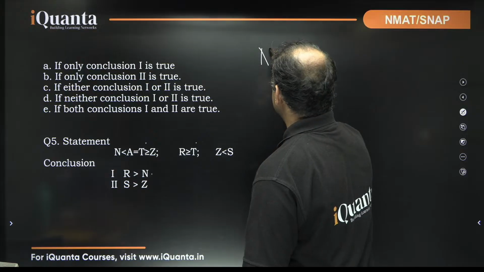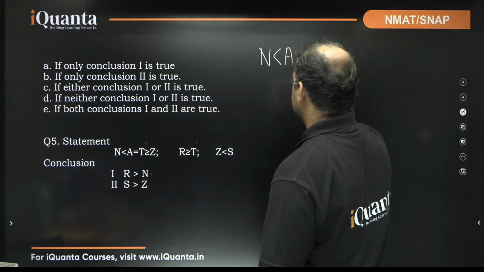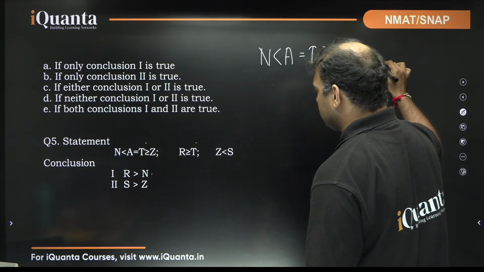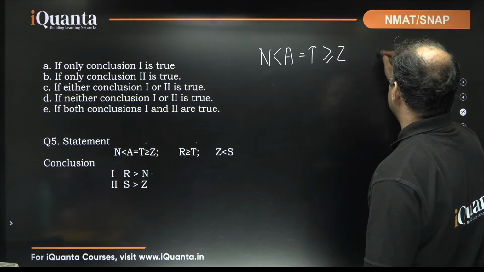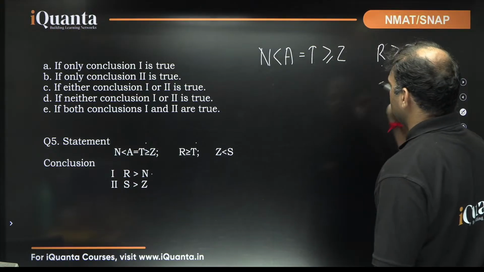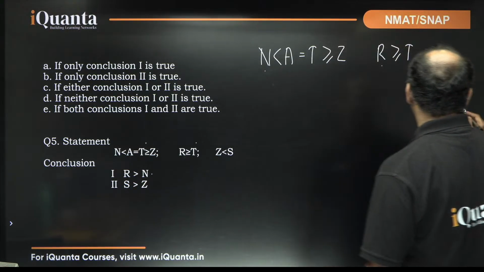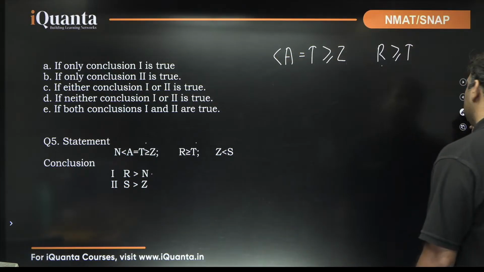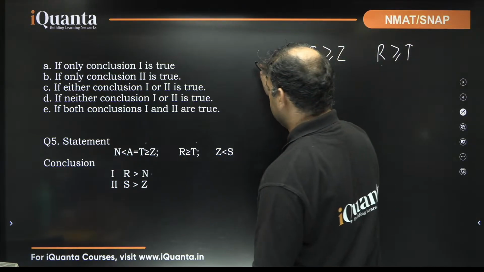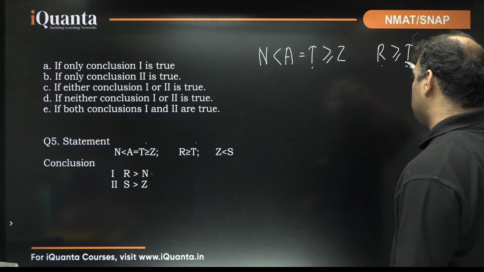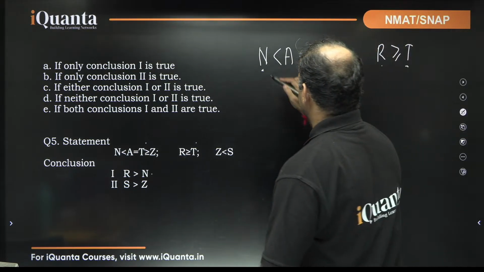So n is less than a, a is equal to t, and t is greater than equal to z. And the second one is that r is greater than equal to t. Now conclusion 1 is about r and n. R is here and n is here, and the common factor between these two statements is t. So we have to connect with the help of t, and relate n and r.